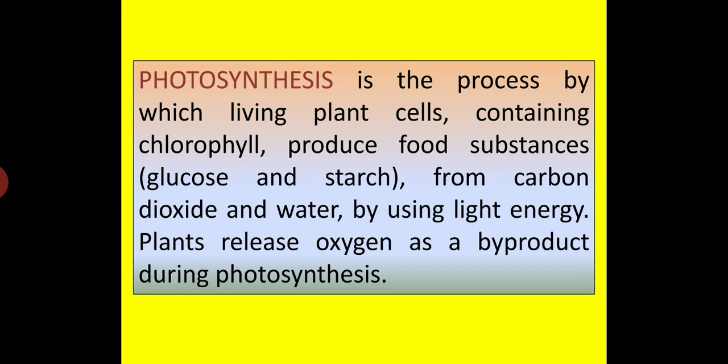Photosynthesis is the process in which the living plant cells which contain chlorophyll produce food substances, and these food substances are produced in the form of glucose and starch. Now, plants actually utilize water, sunlight, carbon dioxide, and they produce food substances. Not only food substances, but through the process of photosynthesis, plants release oxygen as a byproduct. So let's see.